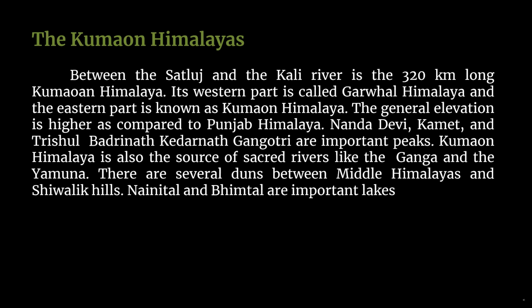The Kumaon Himalayas. Between the Satluj and the Kali River is the 320 km long Kumaon Himalaya. Its western part is called Garhwal Himalaya and the eastern part is known as Kumaon Himalaya. The general elevation is higher as compared to Punjab Himalaya. Nanda Devi, Kamet, Trishul, Badrinath, Kedarnath, Gangotri are important peaks. Kumaon Himalaya is also the source of sacred rivers like the Ganga and the Yamuna. There are several duns between Middle Himalayas and Shiwalik Hills. Nainital and Bhimtal are important lakes.